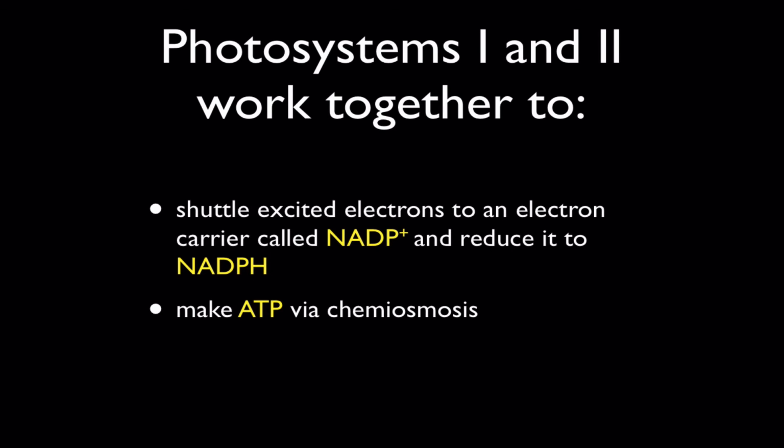There are two photosystems, Photosystem 1 and Photosystem 2, and they work together to shuttle these excited electrons to an electron carrier, just like we saw in respiration. Except the electron carrier in photosynthesis is slightly different. It's called NADP+. And when NADP+ captures electrons, it changes into NADPH, which is, of course, the reduced form. And chemiosmosis is then used to make ATP from the energy of these energized electrons.